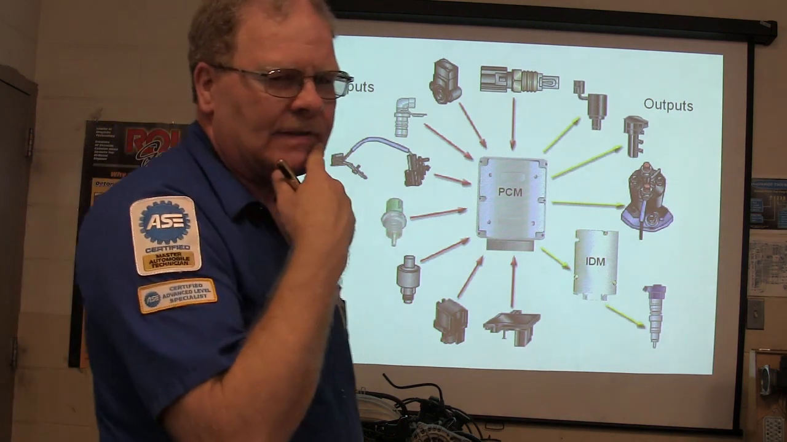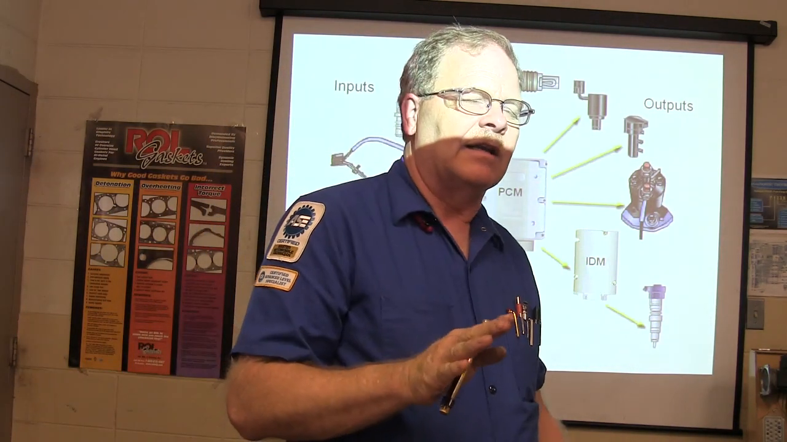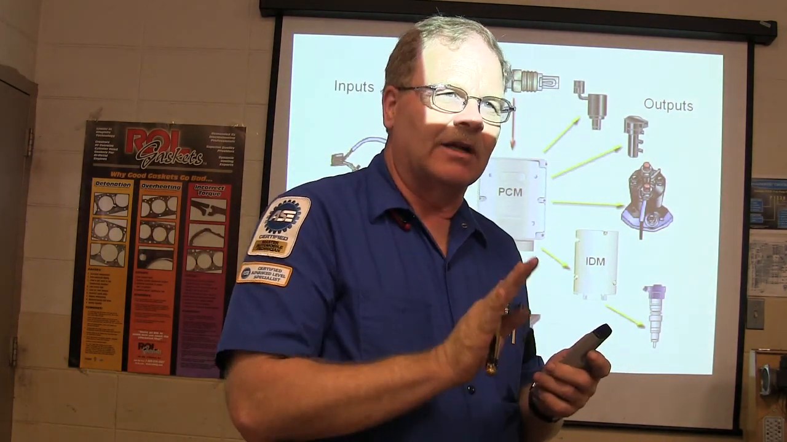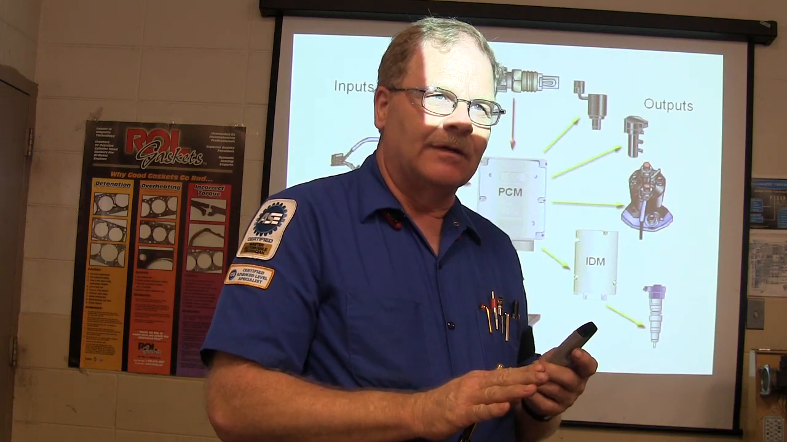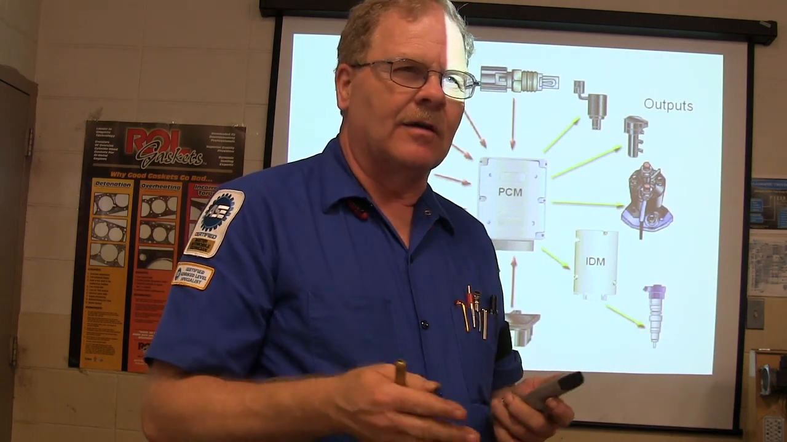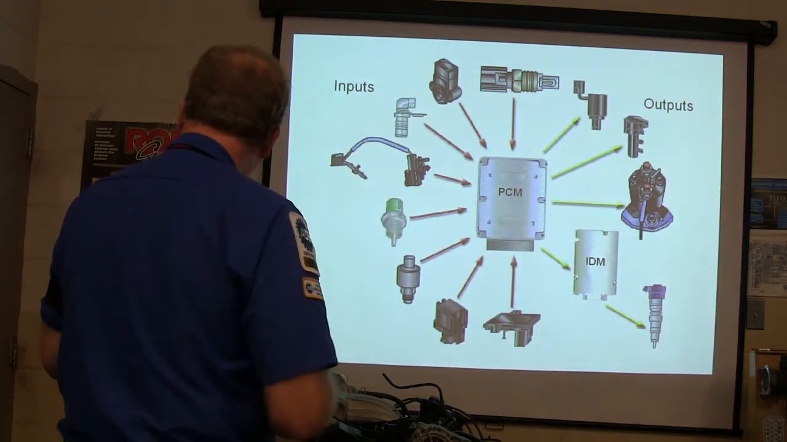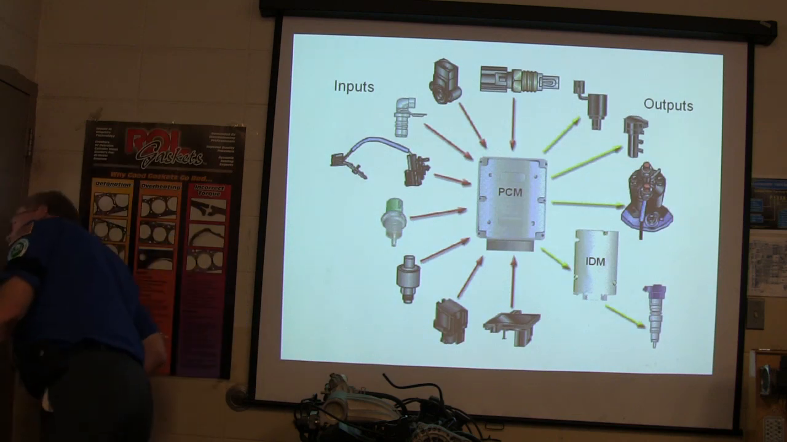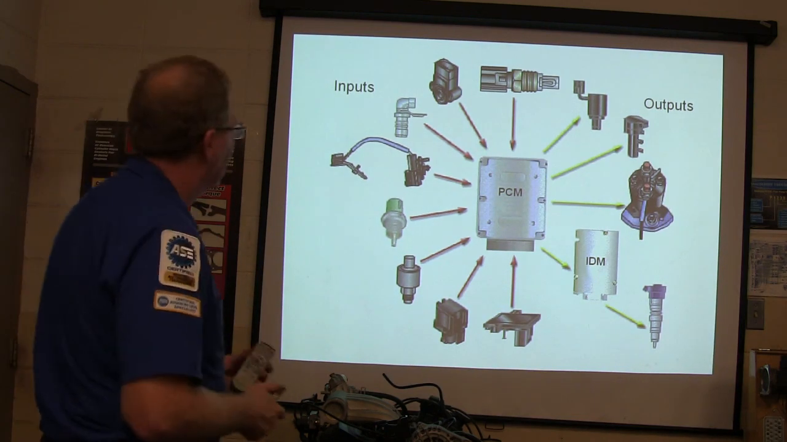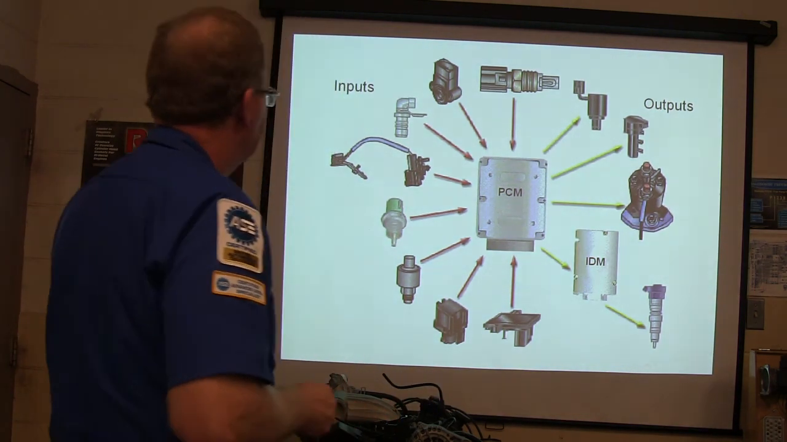Actually, the throttle position sensor and the idle validation switch are both part of the accelerator pedal. If the idle validation switch and the throttle position sensor don't agree, it won't do anything except idle, and you have to replace the whole pedal. You can't just replace the sensor. Okay. What's this right here?